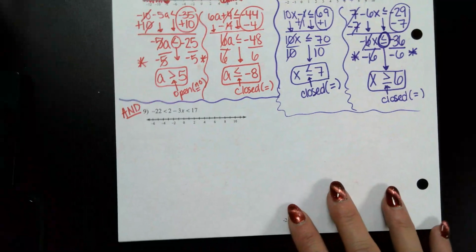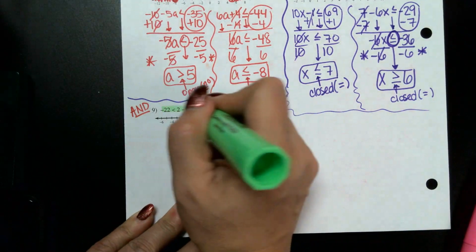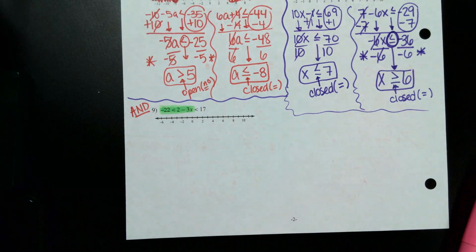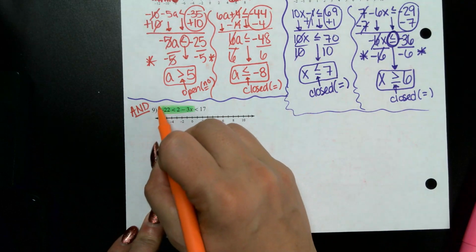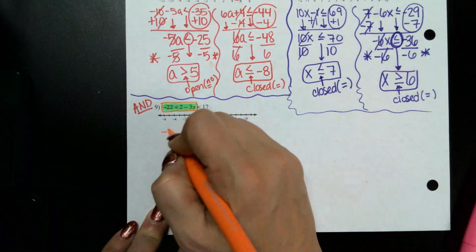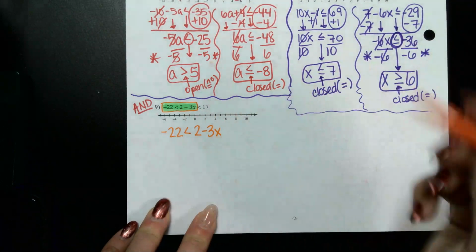All right, last one. Since they wrote the whole thing together, you guys are going to have to write your own. You're going to have to separate these. So the first one is the left and the middle. Okay, so I would write down negative 22 is less than 2 minus 3x.